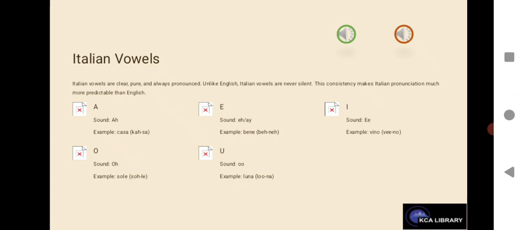A like the a in casa, casa. E like the e in bene, bene, can be open or closed depending on the word. I like the ee in vino, vino. O like the o in sole, sole, can be open or closed depending on the word. U like the oo in luna, luna.